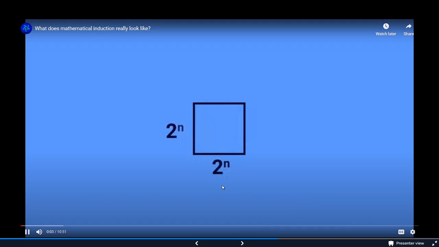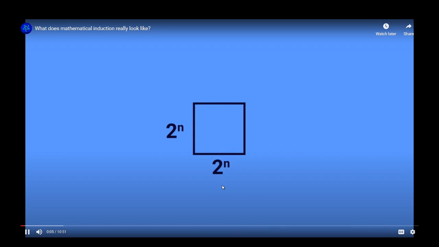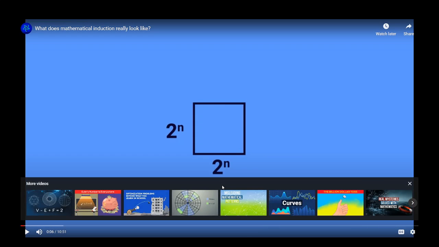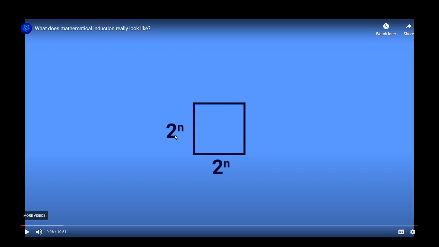Let's say we have a 2 to the n by 2 to the n grid. So imagine that you have a 2 to the power n into 2 to the power n square. So the area of the square is 2 to the power n into 2 to the power n. 2 to the power n is a length, so it could be any number. 2 to the power 1 is 2, 2 to the power 2 is 4, 2 to the power 3 is 8 into 8, 2 to the power 4 is 16 into 16. So you get it. It could be any number. It's a variable. So just imagine this is our case.